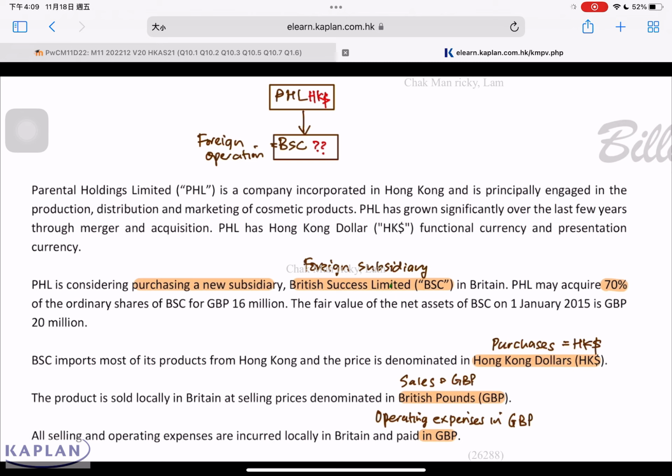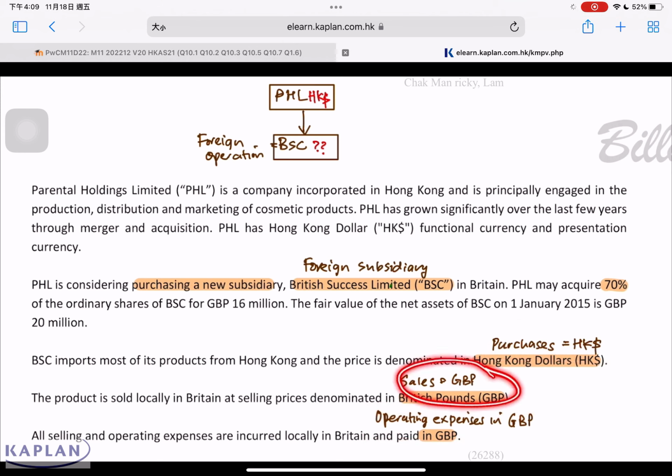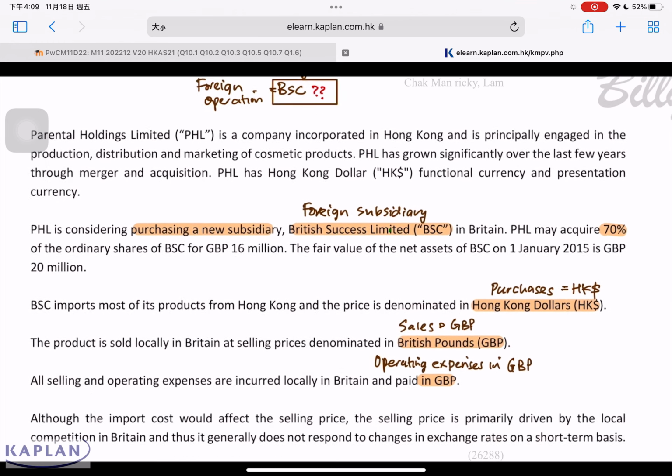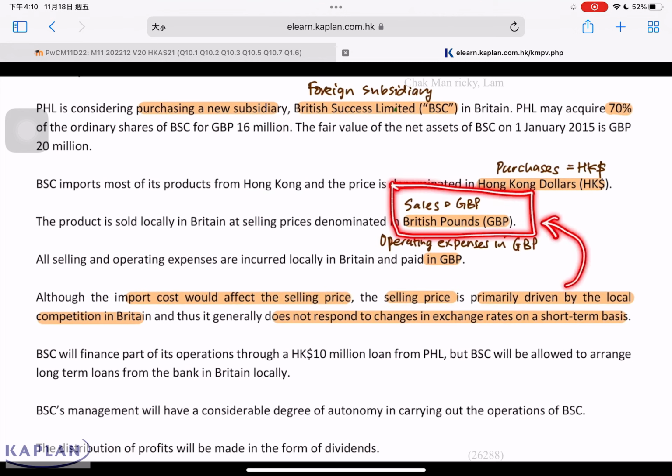If we consider the operating costs of this entity, part of these operating costs are denominated in Hong Kong dollar, part in British pound. By considering the operating cost of the entity, the functional currency is not conclusive, it's not obvious. But when we consider the sales, it is conclusive, it's in British pound. This may indicate that the functional currency of this entity is British pound. Although the import cost could influence the sales prices, the selling price is mainly driven by local competition and thus does not respond to changing exchange rates on a short-term basis. Based on the primary factors, I would take it that the functional currency should be British pound.